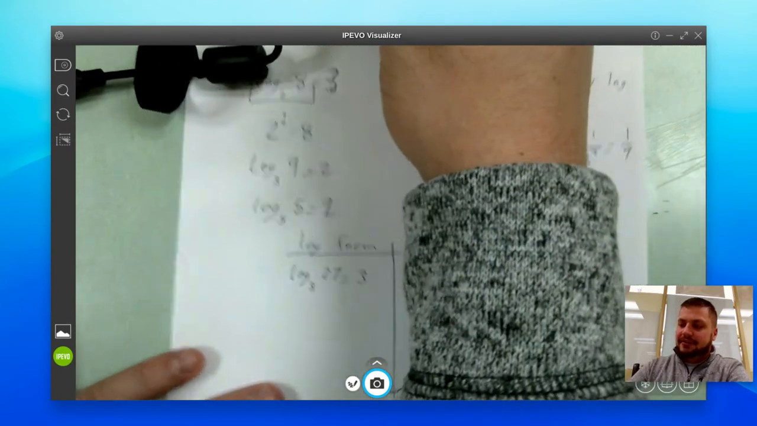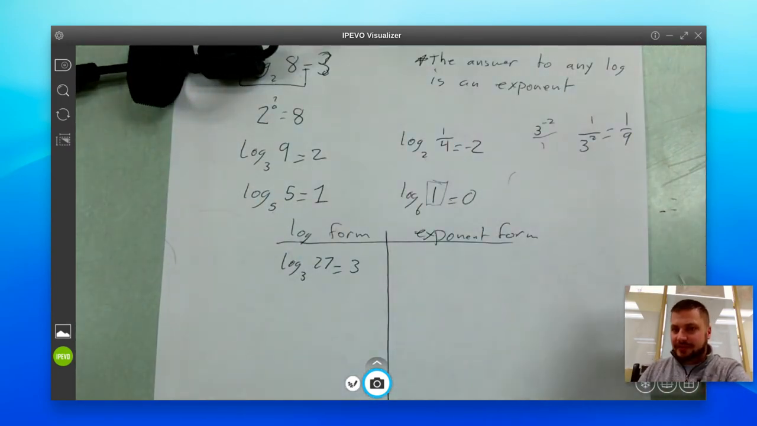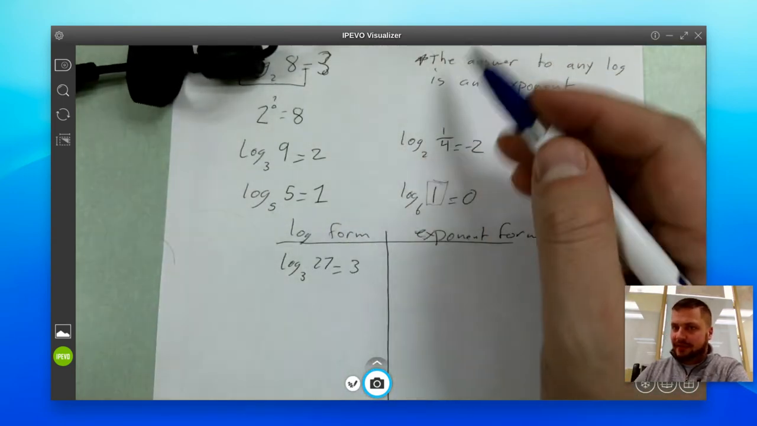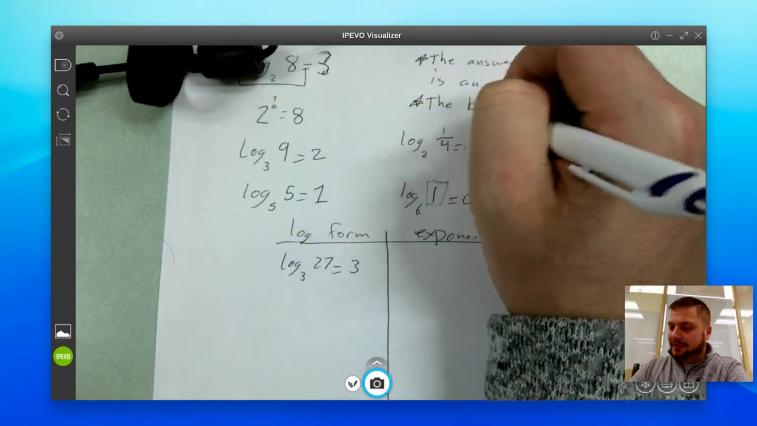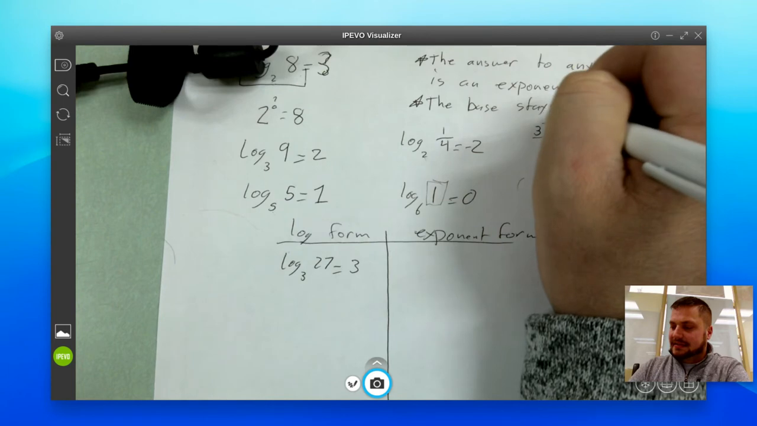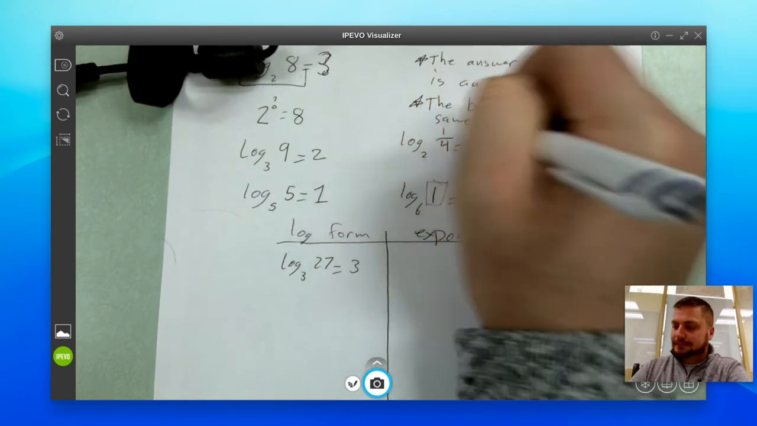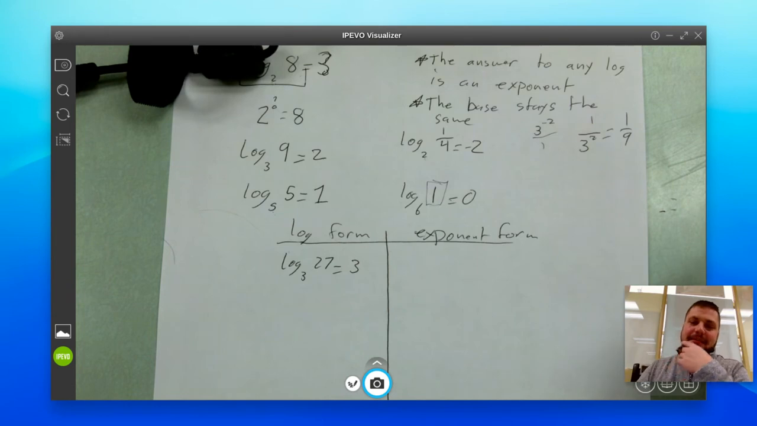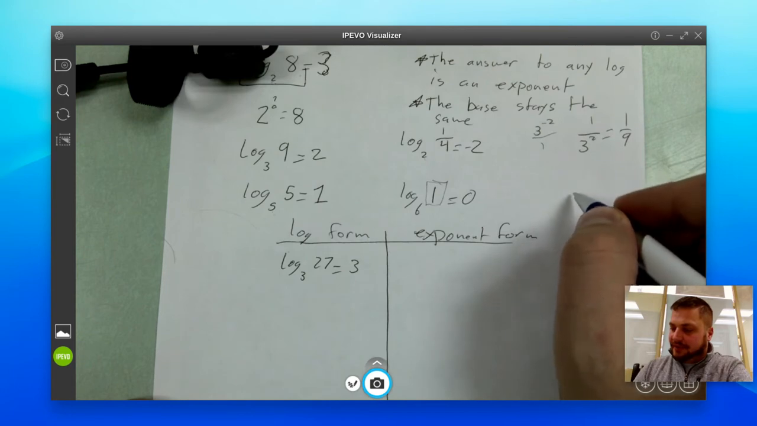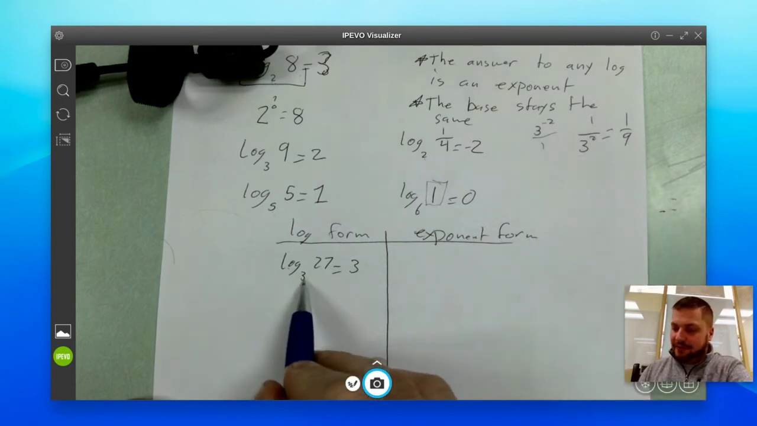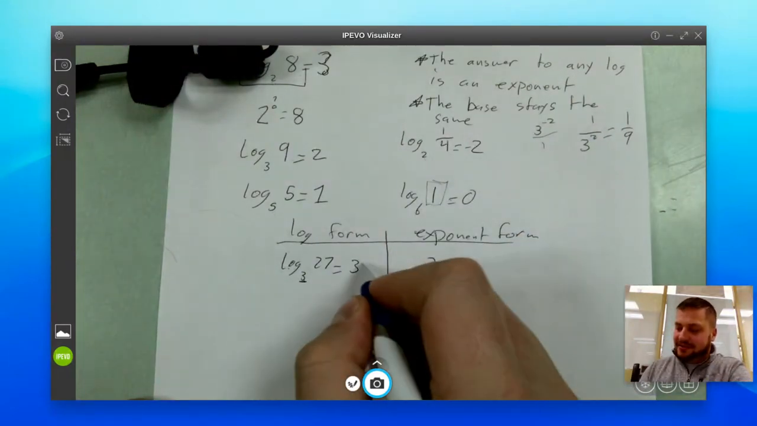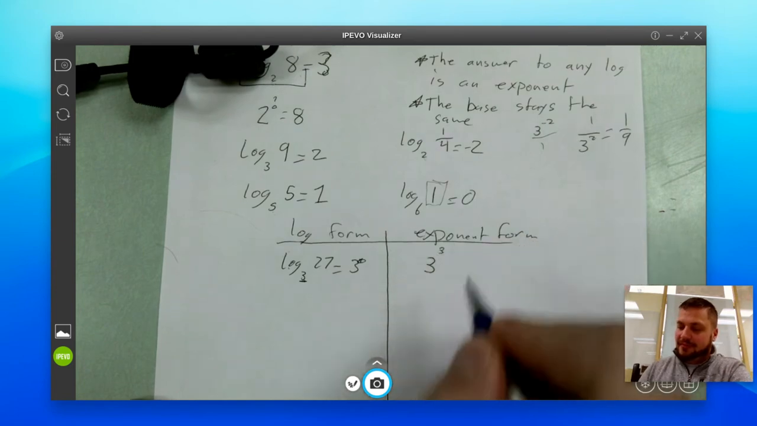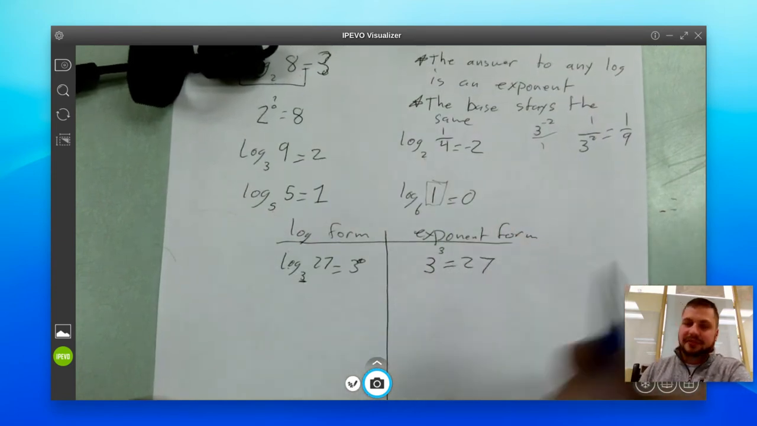Now here's how you switch forms. Here's a saying for you. We'll put this back up here by the star. If you know these two sayings, you'll be able to do this. The other saying you need to remember is that when you switch forms, the base stays the same. So the base stays the same, and the answer to any log is an exponent. Remember that whatever the exponent is attached to is called the base. So here, log base 3, my base stays the same. The answer to any log is an exponent, so this 3 becomes the exponent, which of course equals 27.